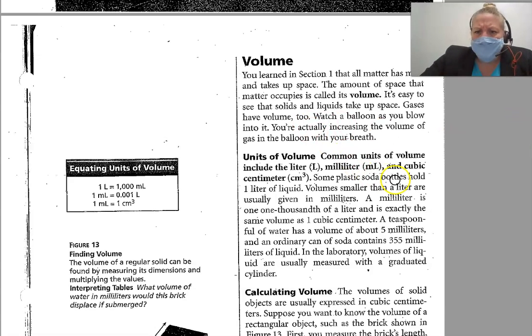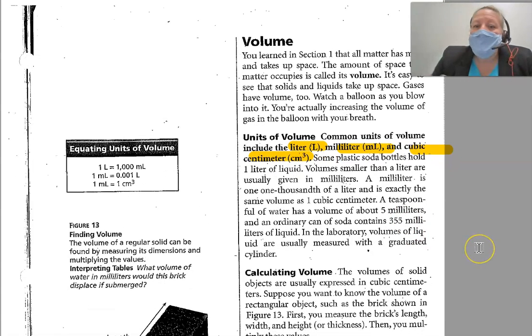So, units of volume. Common units of volume include liter, milliliter, and cubic centimeter. Some plastic bottles hold 1 liter of liquid. Volumes smaller than a liter are usually given in milliliters. A milliliter is 1/1000th of a liter and is exactly the same volume as 1 cubic centimeter. That's important to know. When you're doing calculations, 1 cubic centimeter is the exact same thing as a milliliter in volume.